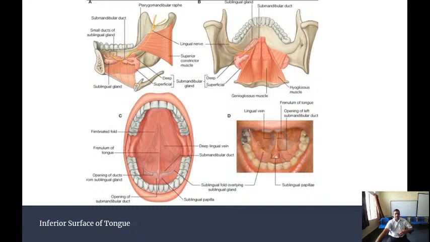That is as far as the oral cavity floor is concerned. Okay.